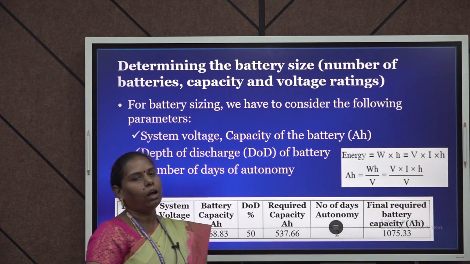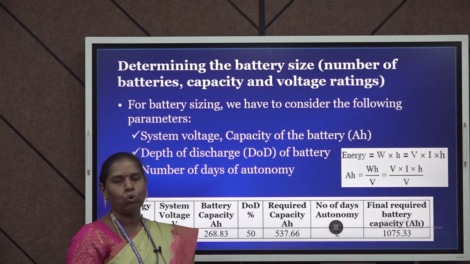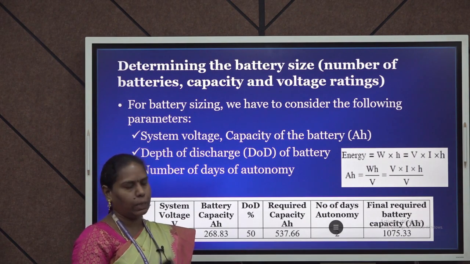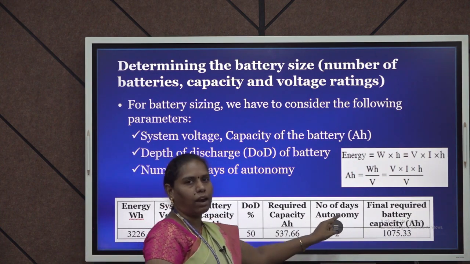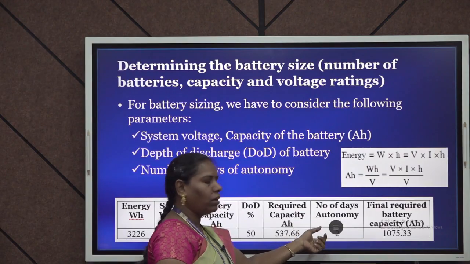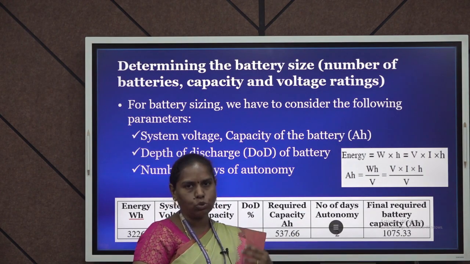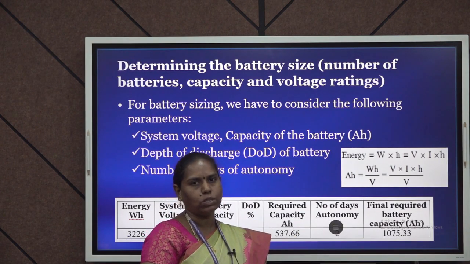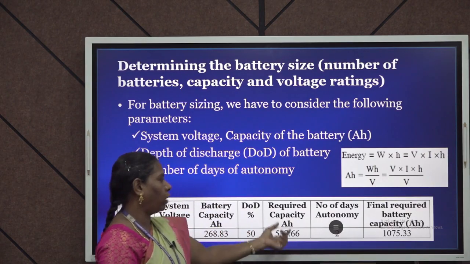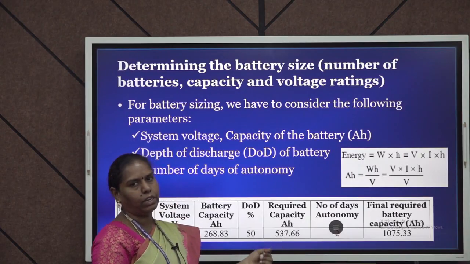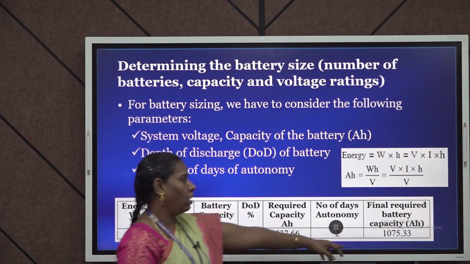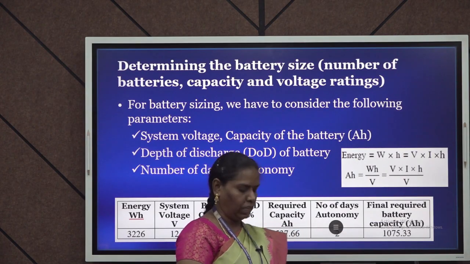I want to energize my load for 2 days, even if there is no sunlight. I have to energize my load without any interruption, so we have to consider another factor, which is the number of days of autonomy. If I choose 2, I can deliver energy to my loads for 2 days. So for that we have to store extra energy. We multiply the required capacity by the number of days of autonomy. Here we have taken 2, so the value is approximately 1075.